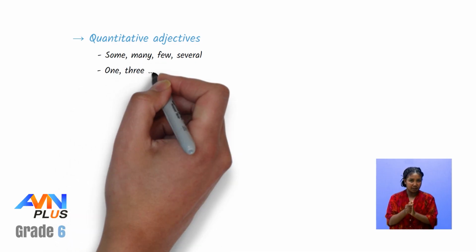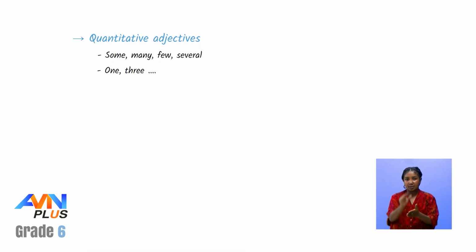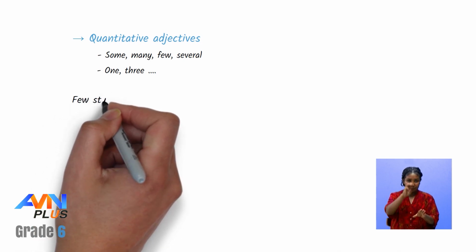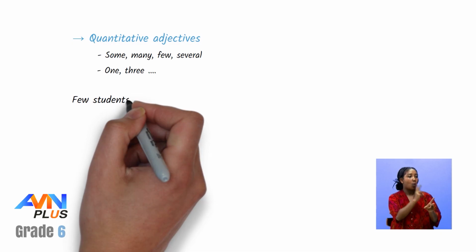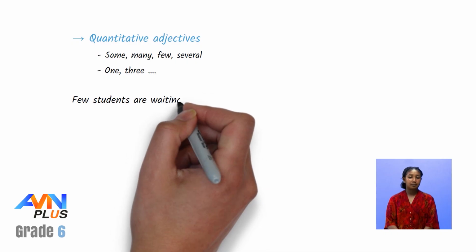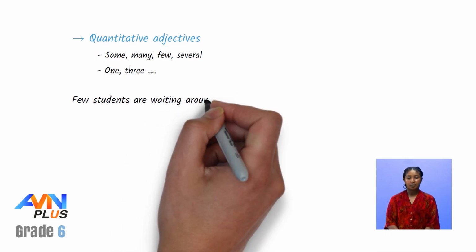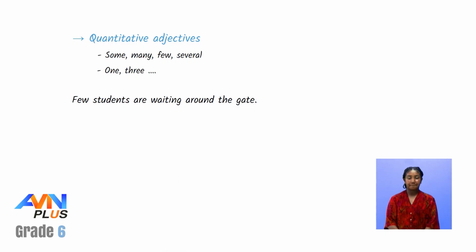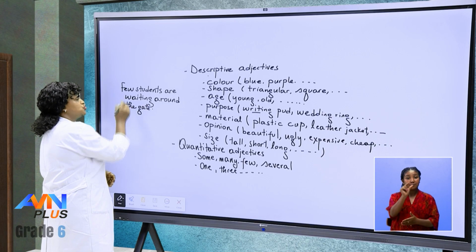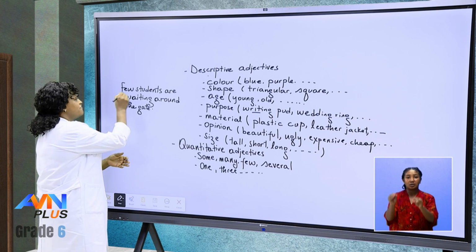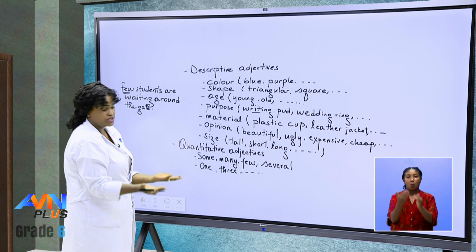For example, let me give you some examples here. Few students are waiting in the door. Few students are waiting around the gate or the door. You see? What do I say? Few students. Let us tell the number of the students. Which one do we use? Few. It is the quantity, which is indefinite.